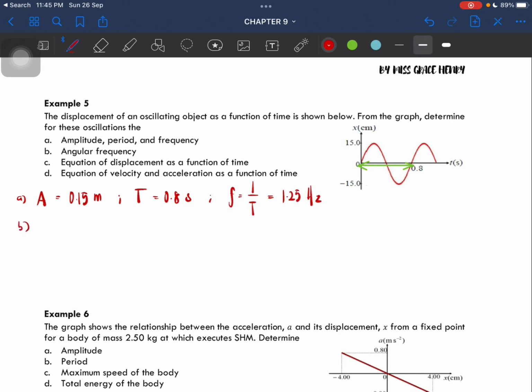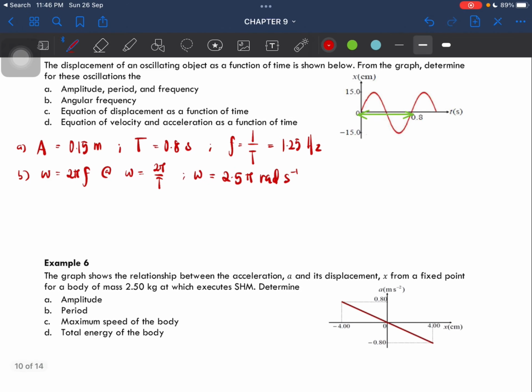And then we have to find the angular frequency. Well, angular frequency is just 2 pi f, or you can also use omega equals 2 pi over T. Both will give you the same answer, which is equal to 2.5 pi radian per second. Okay, you can opt to write in decimal point, or you can also write in pi. It's just up to you.